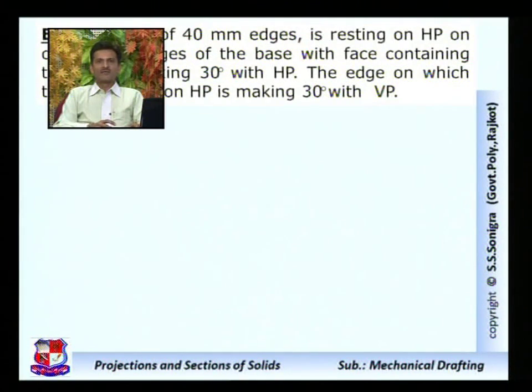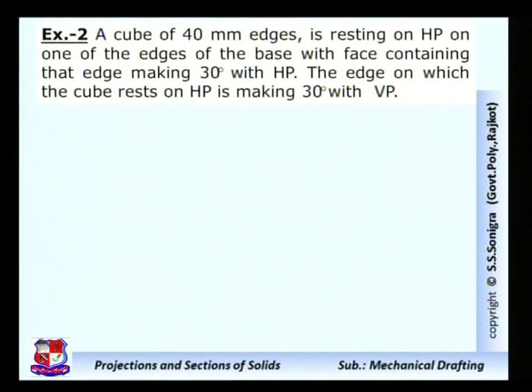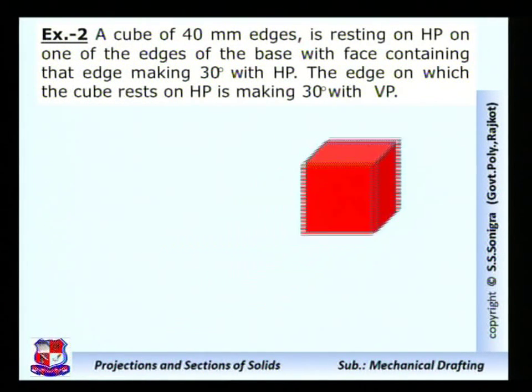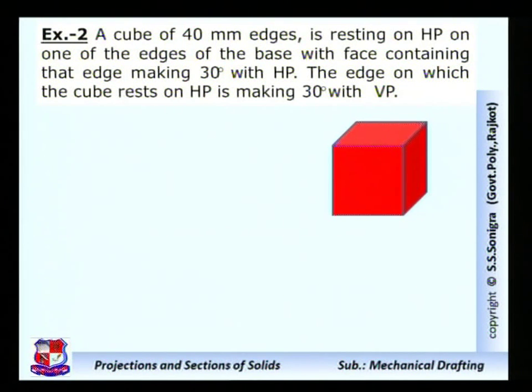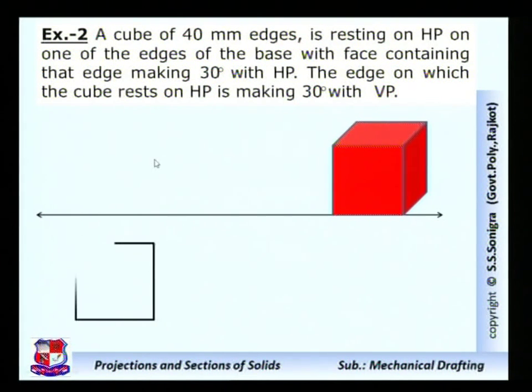So think about the given data. A cube is given, having side length 40 mm, and it is resting on HP on its edges. So first we have to assume that it's resting on HP on its square base. So draw the XY line, which represents the intersection of both the planes HP and VP, and then draw a square below the XY line having side length 40 mm. It is resting on HP.